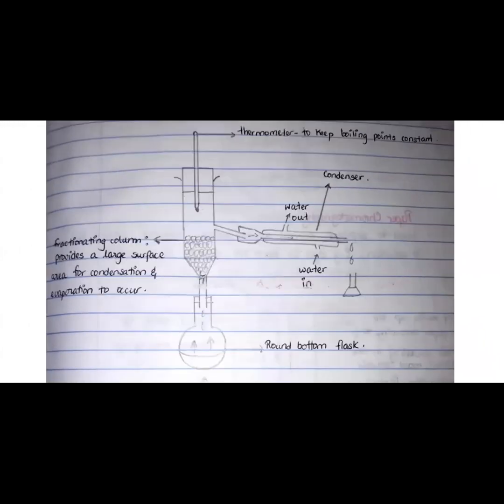So we have here a typical setup. You have your thermometer inside of what we call a fractionating column. The fractionating column contains glass beads in it that provide a nice large surface area to separate the two types of mixtures from each other, the two different substances.